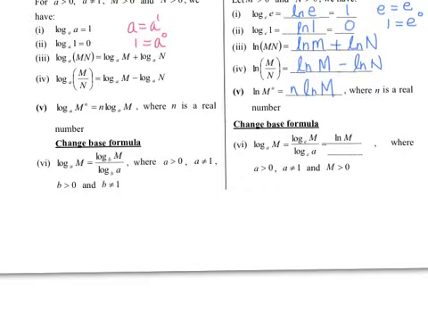Now, let's go to the change base formula. Change base: log m to the base a. Now, we can change it so that the base will change to b. Of course, b must be greater than 0 and b cannot be equal to 1. At the same time, on the right-hand side, natural logarithm.